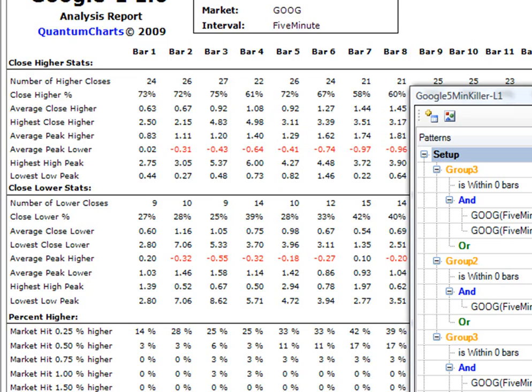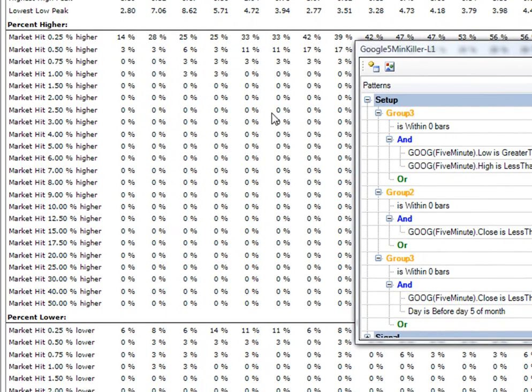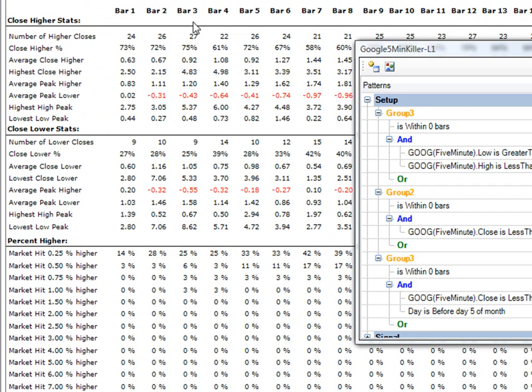We can take a look at the percentage, and it's 33 to 11 and 11 to 3, and it's 14 to 6, 28 to 8. These are very, very powerful numbers. So here's a situation where an inside bar on a 5-minute bar chart, followed by 2 down bars occurring within the first 5 days of the month, and boom, you have a solid buying opportunity in Google.